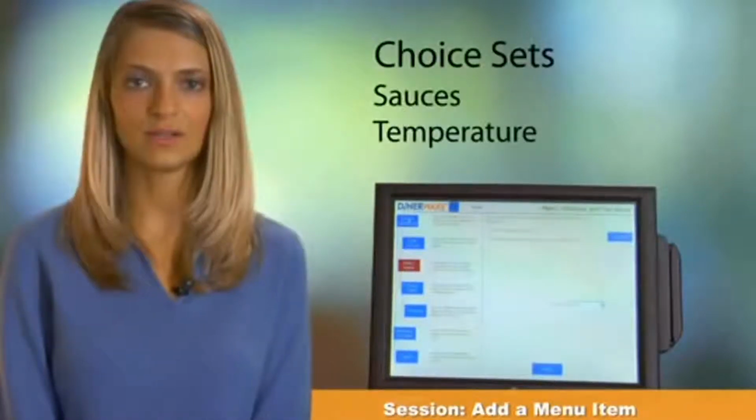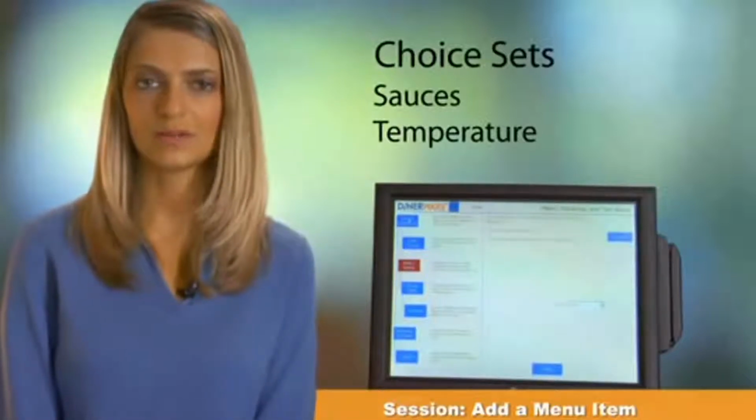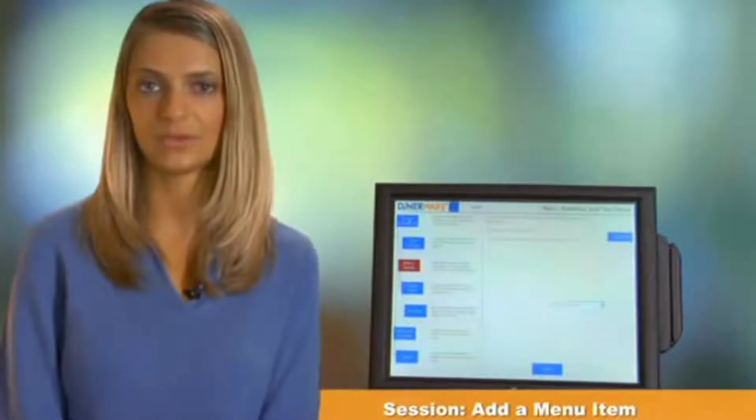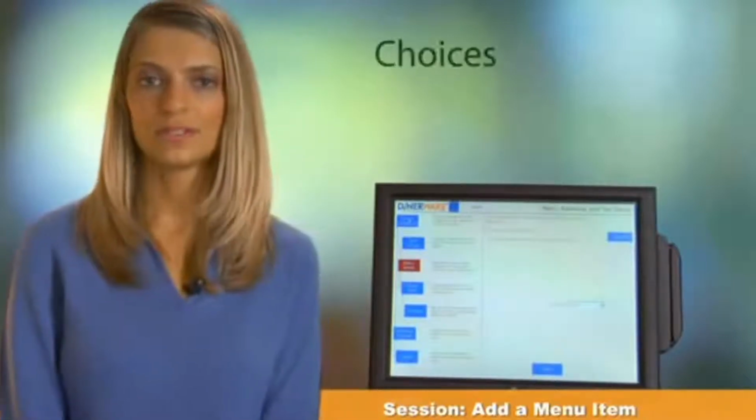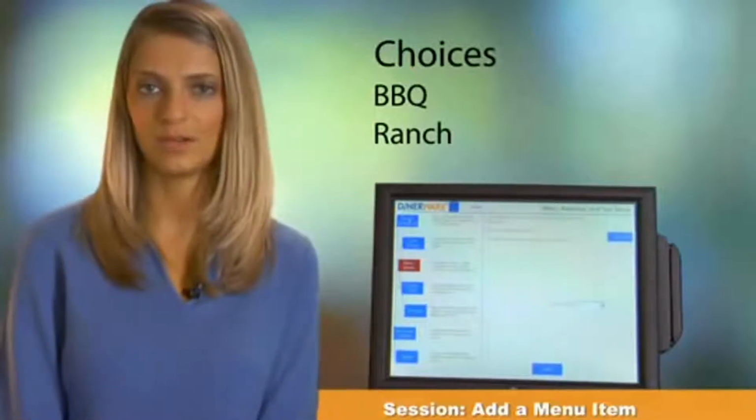General categories like sauces or meat temperatures are examples of choice sets. Choices are the specific kinds of items within choice sets. So for the choice set sauces, the types of sauces or choices would be barbecue or ranch.